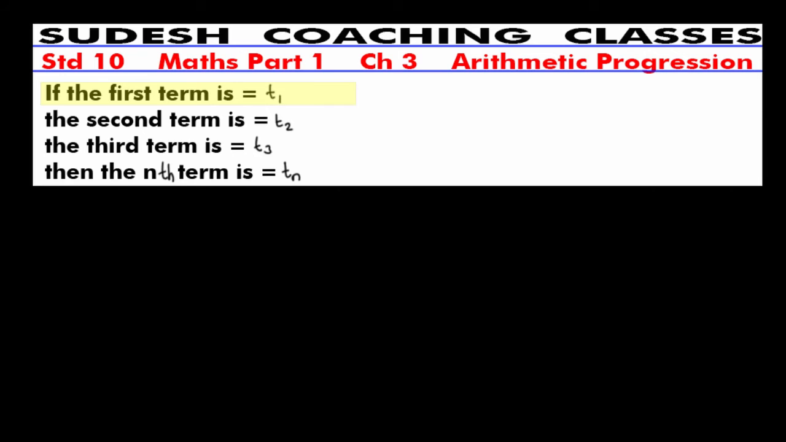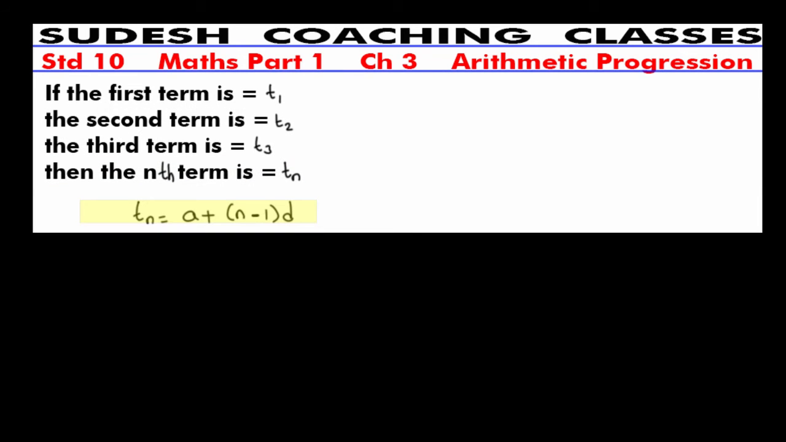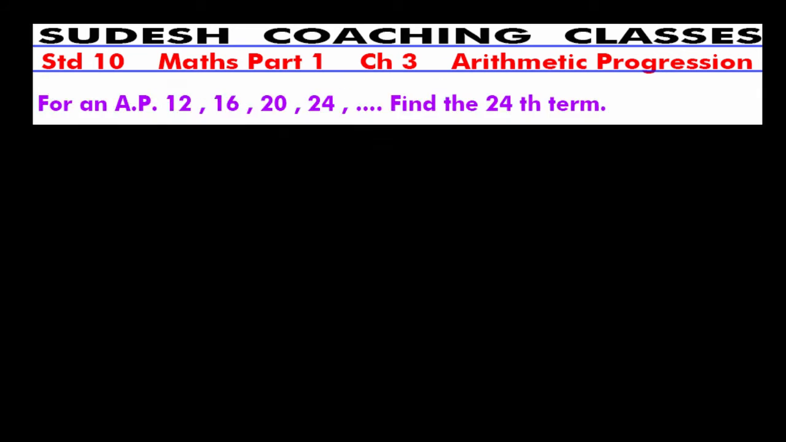If the first term is T1, the second term is T2, the third term is T3, so the nth term will be Tn. Did you understand? So the general formula for finding Tn is equal to A plus n minus 1 into D.